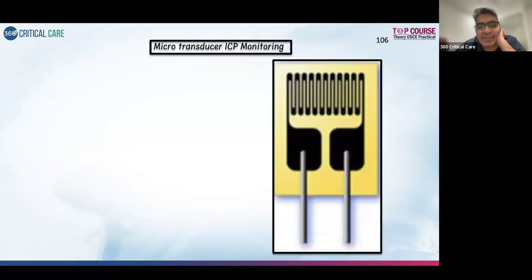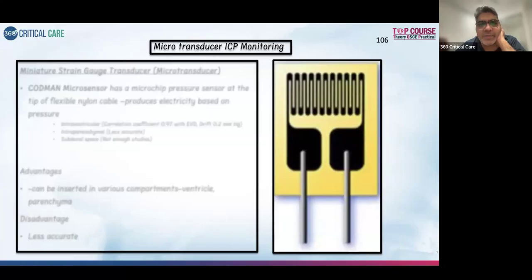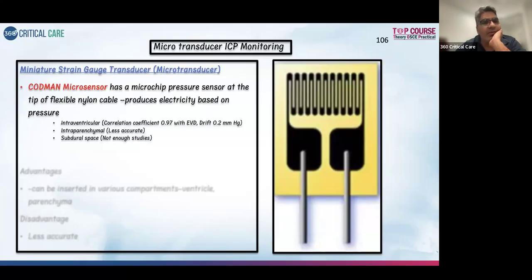Microtransducer processor, very, very helpful. So this is the Codman catheter that we use. So they are convenient to place. They are intraparenchymal usually, but can be placed in any other chamber. The advantage is it can be inserted in various compartments of the ventricle, parenchyma, etc.